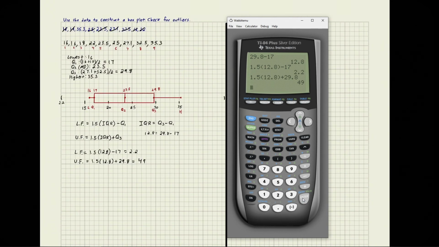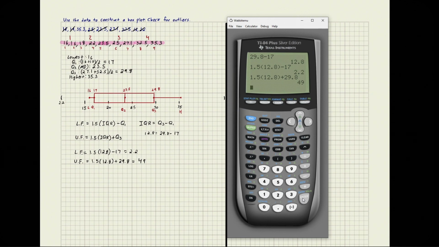Another way to think about it is if we look at this, we started at 16 and we went up to 17, which would be like this much of our data. And then we went from 17 up to 23.5, which is this much of our data. Then we went from 23.5 up to 29.8, which is this much of our data. And then we took from 29.8 onwards. And so you could think of this as the first quarter, the second quarter, the third quarter, and the fourth quarter. So this breaks our data up into different ranges.